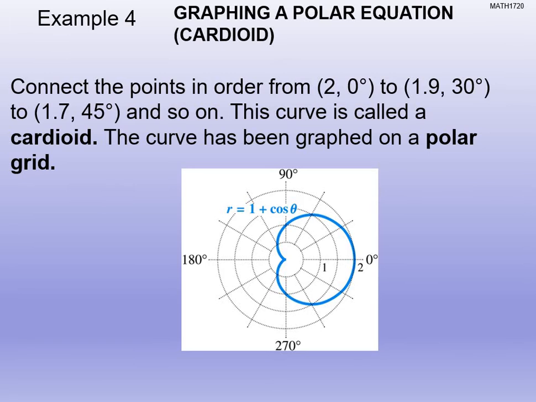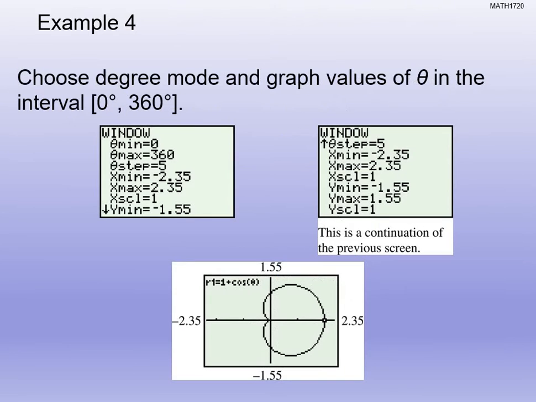And you can do this on a polar grid. Here's how you do it. You change your graphing interval. You're still in polar and you're still in degrees. Then you hit window and change your theta min, theta max, and your step. Make sure that your window matches the window you see on the screen. The screen on the right is what you see if you keep going down to change your scale. When you have your window set as such, your graph should match what's on the screen.